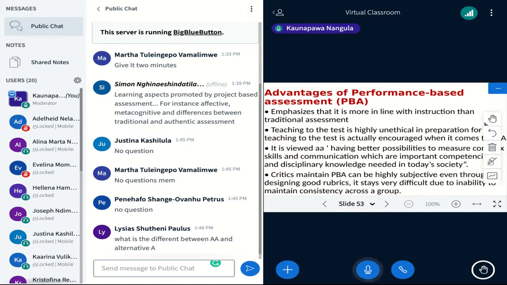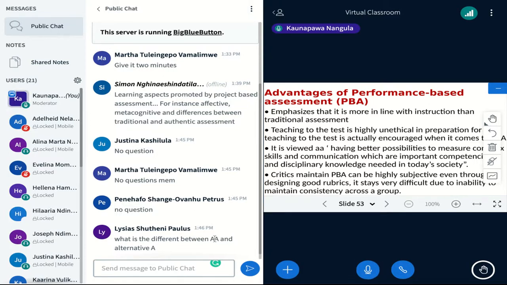So when it comes to performance-based assessment, it is better in that it's suitable for measuring the attainment of the 21st century skills than the traditional assessment. All right, 21st century skills, the things of collaboration, the social skills, the affective skills, the metacognitive skills. Those are all part of the 21st century skills, the soft skills, being able to function in society. All right. And what is the difference between AA and alternative A?